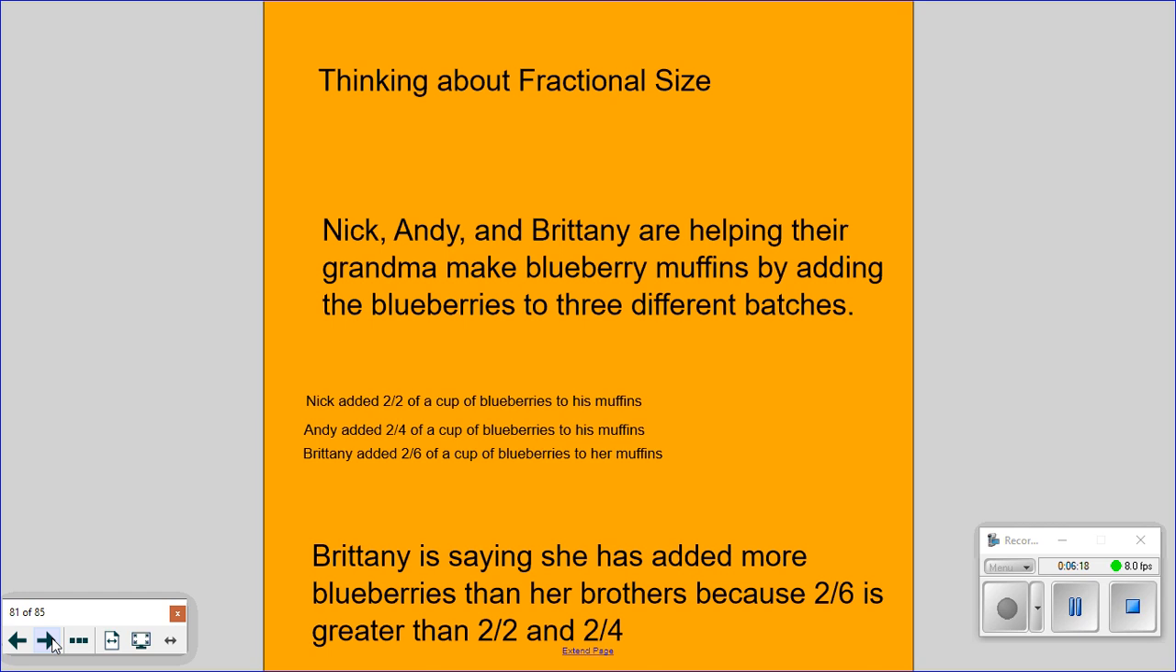No, because if you look on the board, if you do 2 halves, it'll equal a whole, and then if you have 2 fourths, it'll most likely equal 3/6, and then if you have 2/6, then it's lower than 2. Okay, so you're telling me that 2/6 is a small amount? How do you know that 2/6 is a small amount?